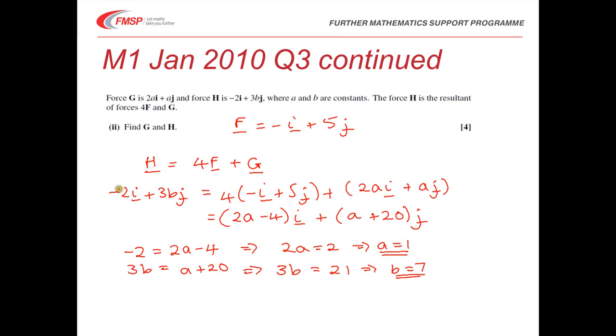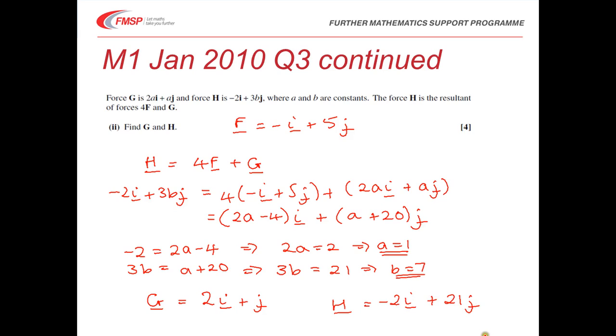Make sure we read the question carefully. We have to actually find g and h, not just the values of a and b. So we sub those back. G, if we go back to the top, it's here, 2ai plus aj. So if a is 1, that would literally just be 2i plus j. And h is here, it's minus 2i plus 3b, so that's 21j.